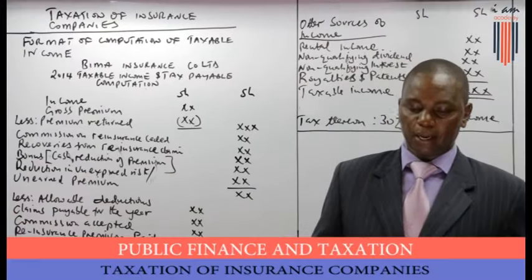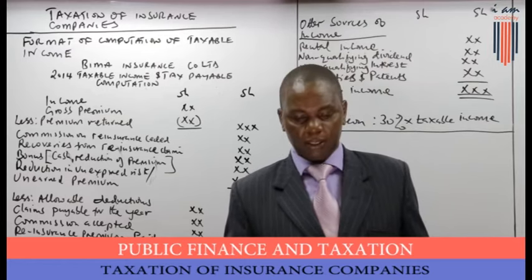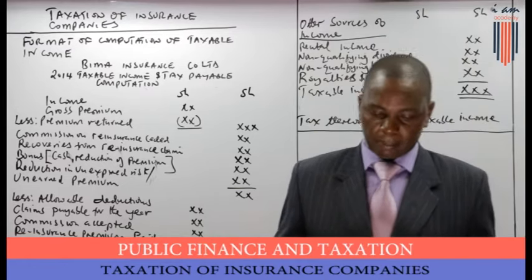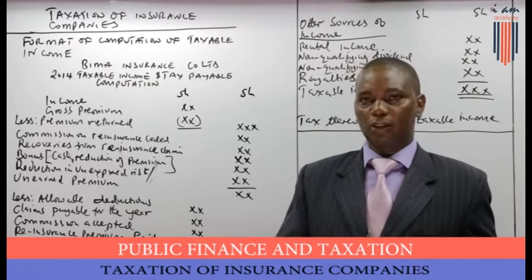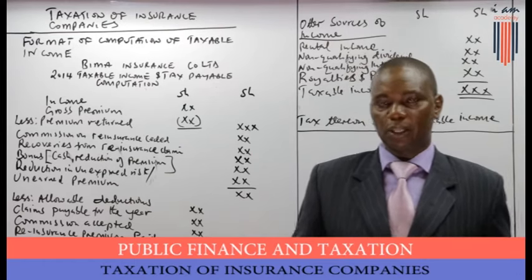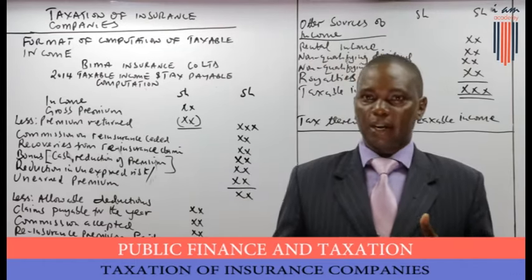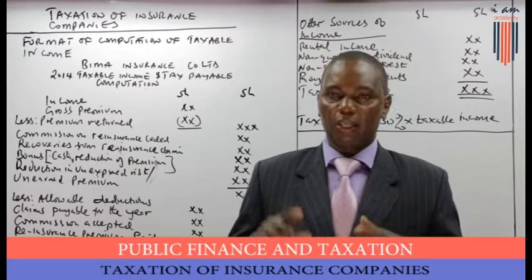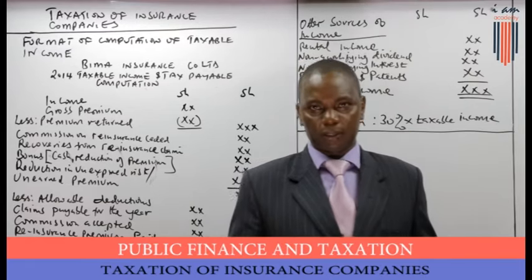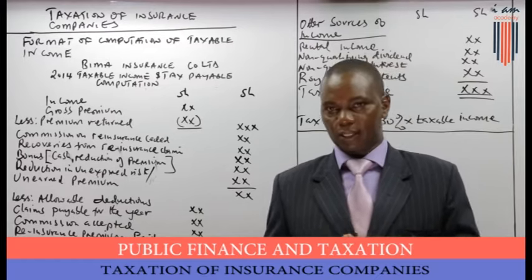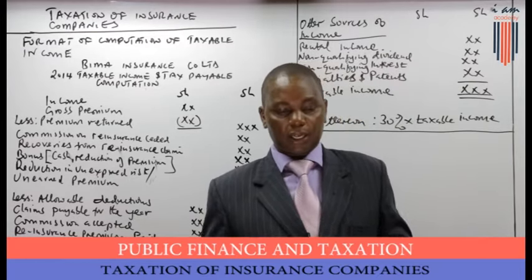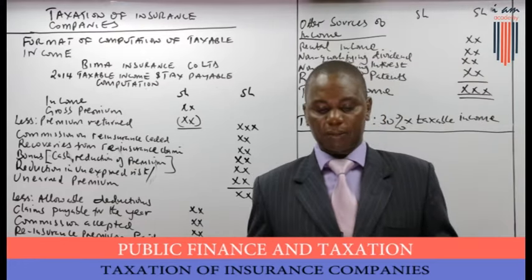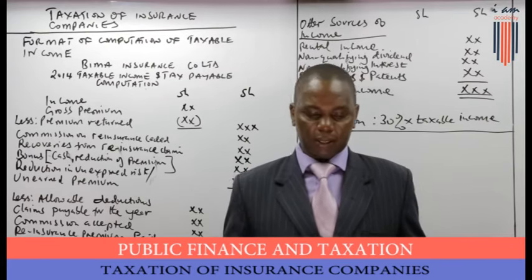So here we will start by looking at the general insurance business activities and see how we determine the taxable income from the general insurance business activities. Now, when we talk about the general insurance business activities, we are talking about activities like fire insurance, marine insurance, and car insurance. These general insurance activities can be operated by resident companies or non-resident companies. Again here, I will specifically go to the resident insurance companies.